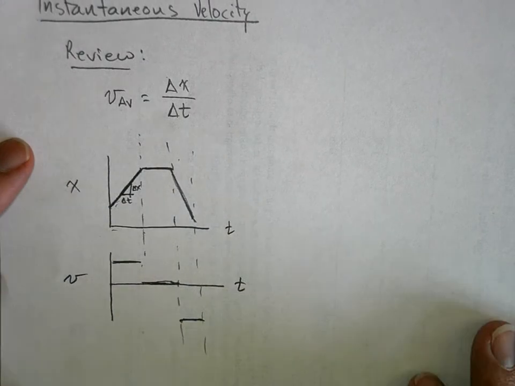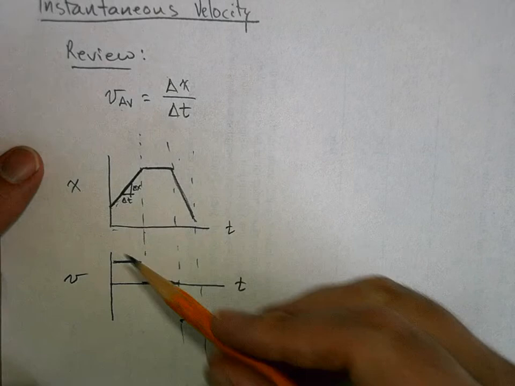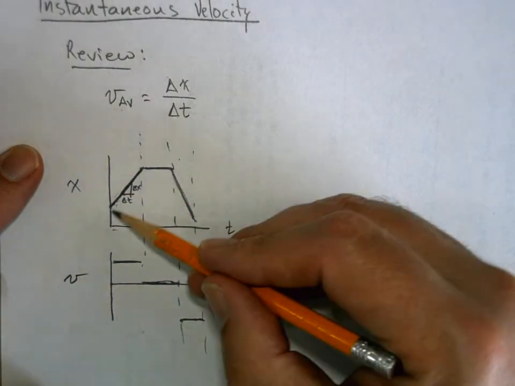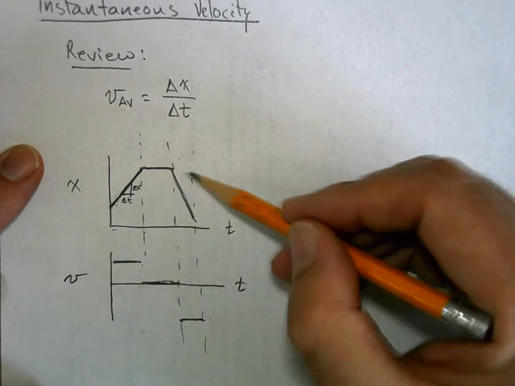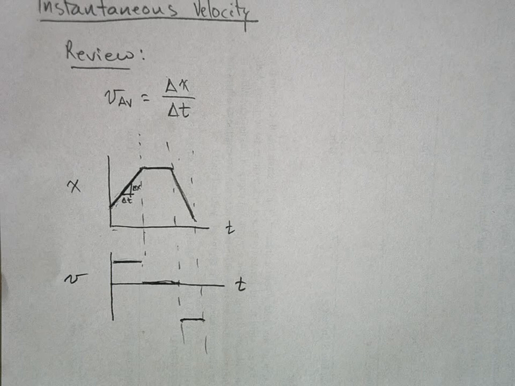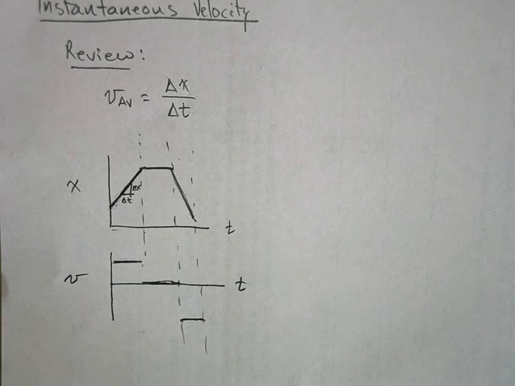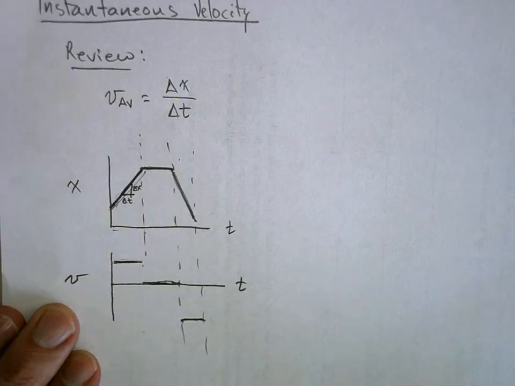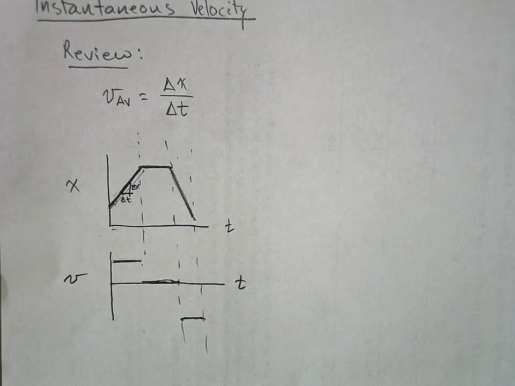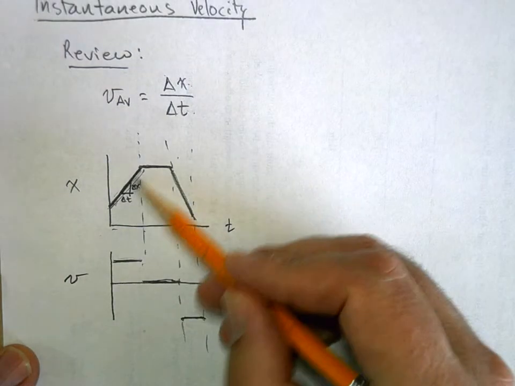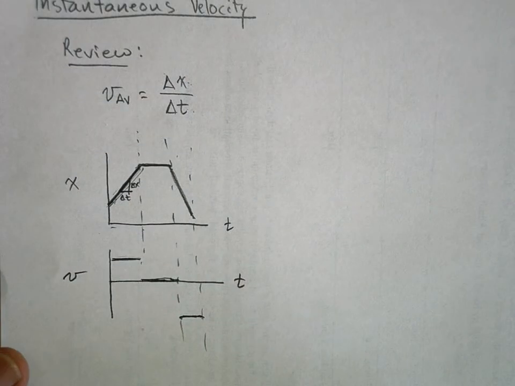So here's what we did. By looking at the slopes on the position versus time graph, I could get the velocities. And the velocities were constant during each of these little time intervals within that graph. And so I could use this delta x over delta t as a slope to figure out what the velocity is easily.